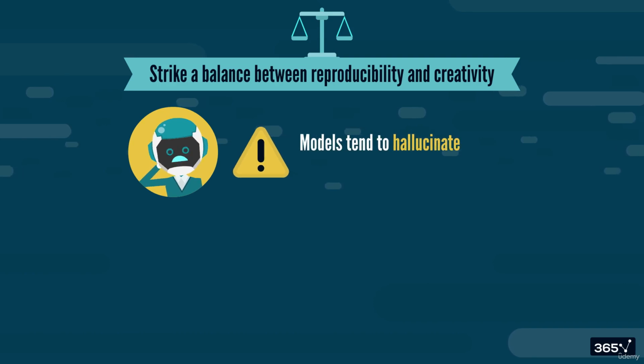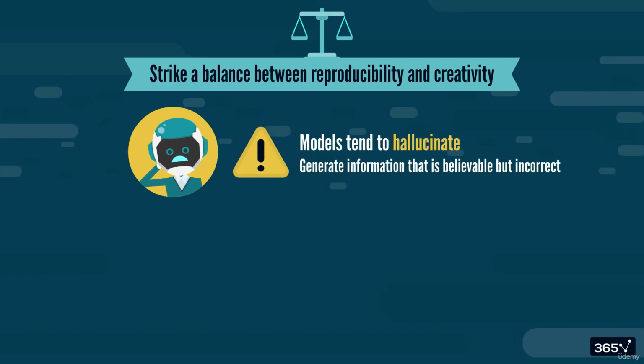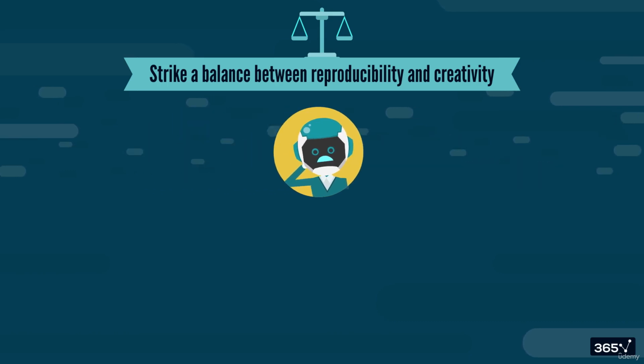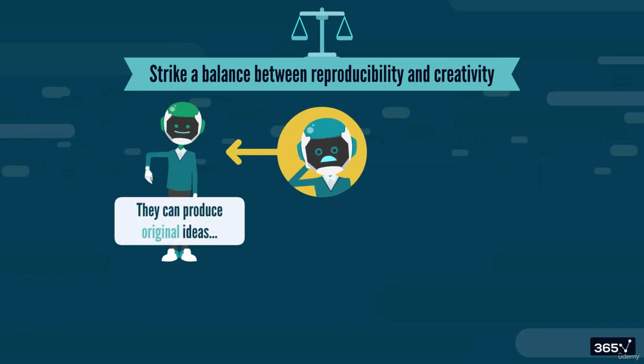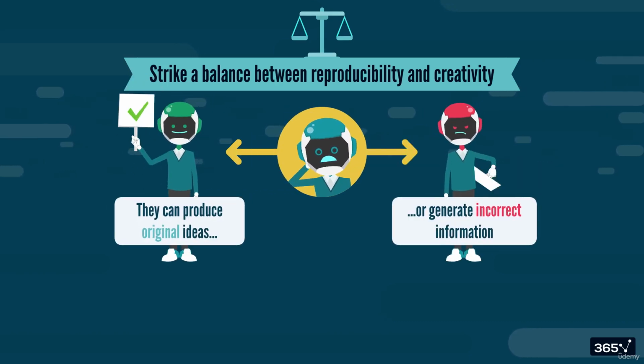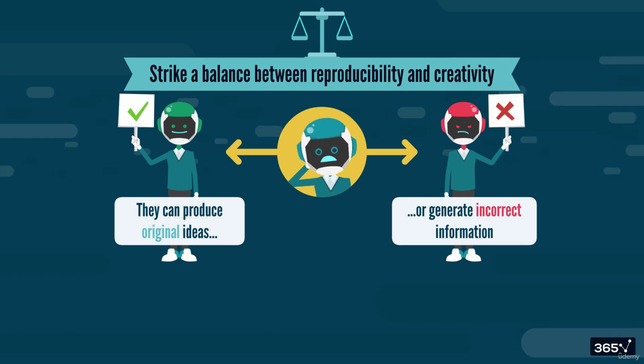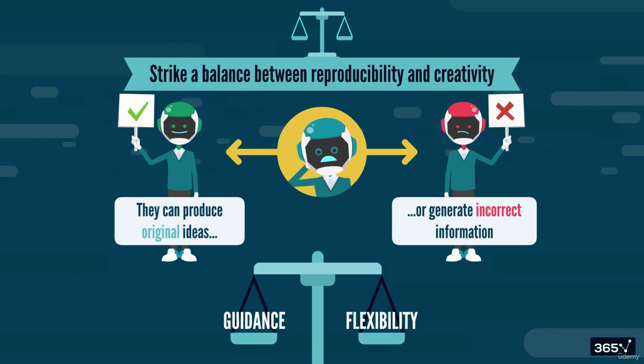LLMs have a natural tendency to hallucinate, generating information that is believable but incorrect. Still, sometimes they produce original ideas or responses that are very useful. That's why hallucinations can be both a feature and a bug. Finding the right balance between guidance and flexibility is critical to ensuring we only get the best of hallucinations without breaking our program. We'll dive deeper into hallucinations in the next section of the course.